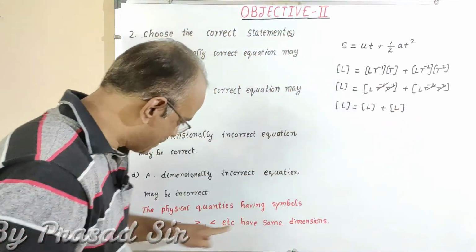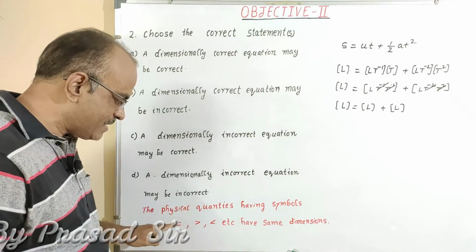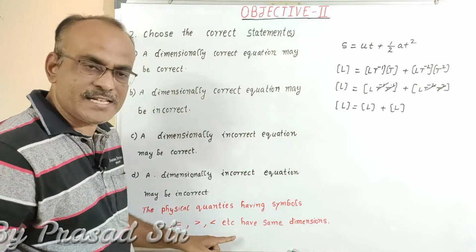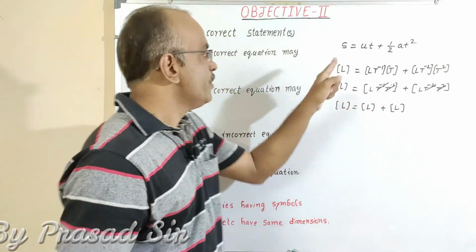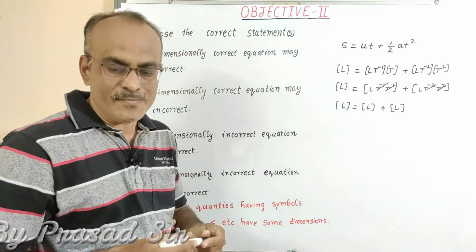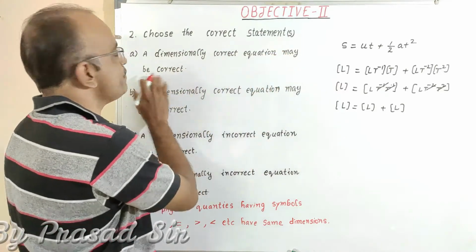Now use this one here. The physical quantities having symbols plus, minus, equal to, greater than, less than, etc. have the same dimensions. By using the familiar example S equal to ut plus half at square, we will solve this one. So now the first one: a dimensionally correct equation may be correct.